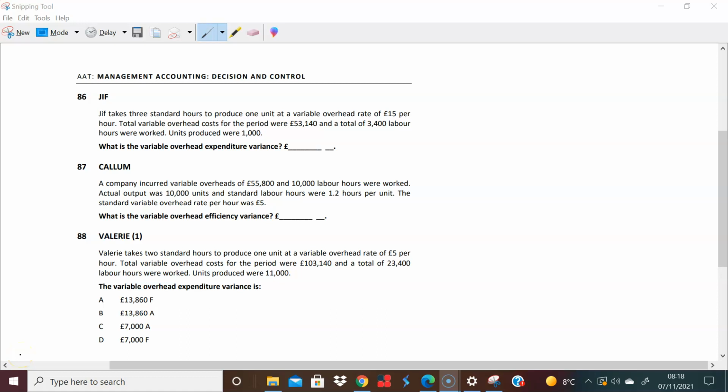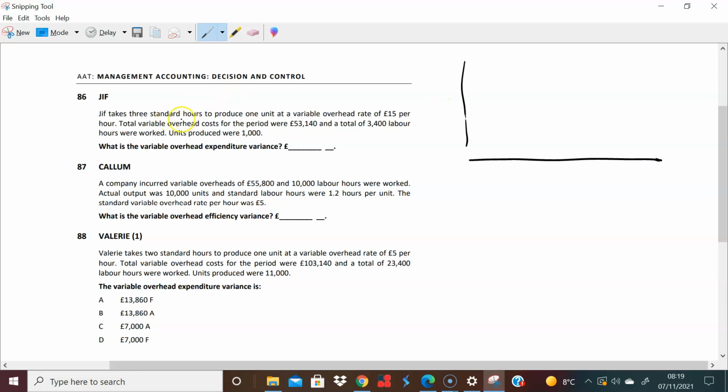Right, so question 86. Let's just see how quickly they go. I might do them individually, or I might just go ahead and do all of them in the one video. With variable overheads, like I say, just think of labor. We're just looking at labor efficiencies. It's almost like variable overheads piggybacking on labor. So just always go with that process and you're fine.